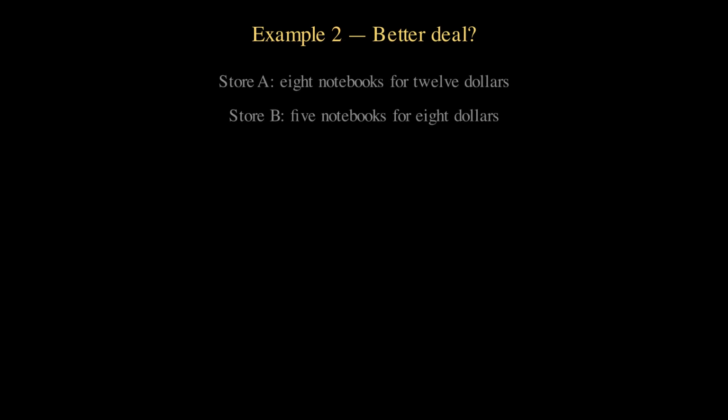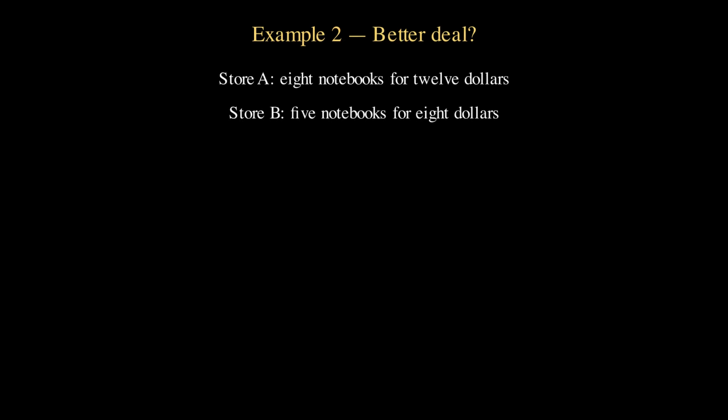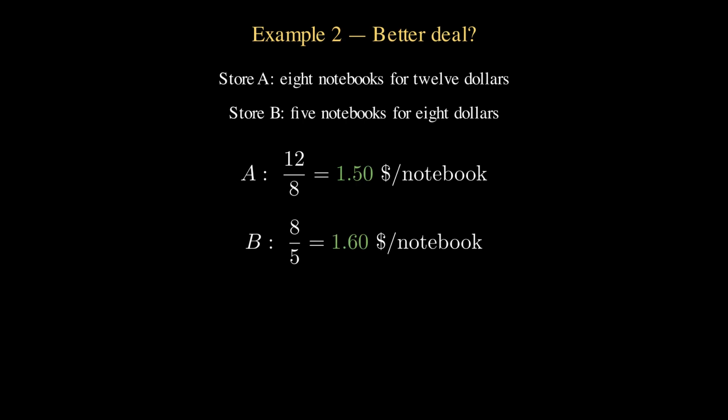Medium example. Compare 2 deals. Store A sells 8 notebooks for $12. Store B sells 5 notebooks for $8. Compute dollars per notebook for each store. For A, 12 divided by 8 equals $1.50 per notebook. For B, 8 divided by 5 equals $1.60 per notebook. Lower price per notebook is the better deal, so Store A wins. Always compare the same unit rate on both sides.